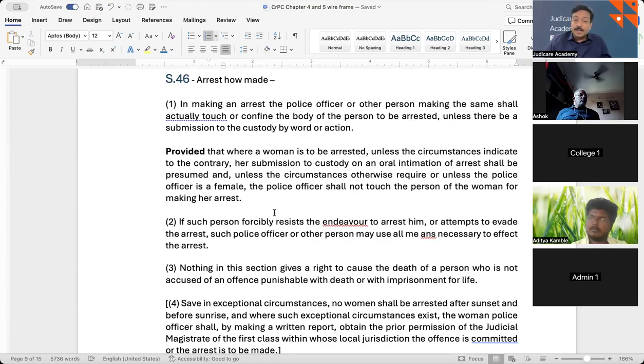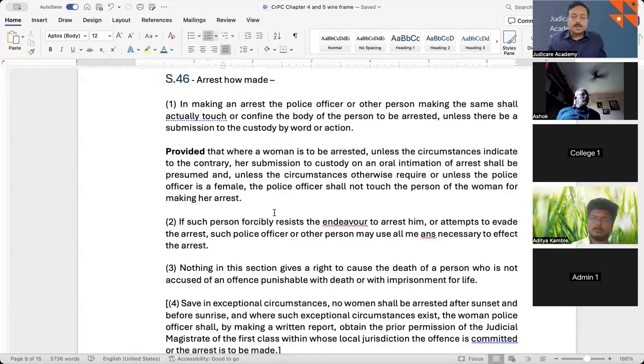Provided that when a woman is arrested, unless the circumstances indicate to the contrary, her submission to the custody on an oral intimation of arrest shall be presumed, and unless the circumstances otherwise require, or unless the police officer is a female, the police officer shall not touch the person of the woman for making her arrest. So, unless it is contrary, for example, you have gone to arrest Phoolan Devi, in that case, you will not expect that she will be docile enough to come and sit when you say, come in my custody. In such scenarios where the person is known to be hostile and has to be physically taken in under control, yes. Otherwise, it is presumed that the arrest can only happen via oral intimation to that particular lady. And if at any cost it is required, you need to ensure that the person is touched only by a lady police officer, not a male police officer.